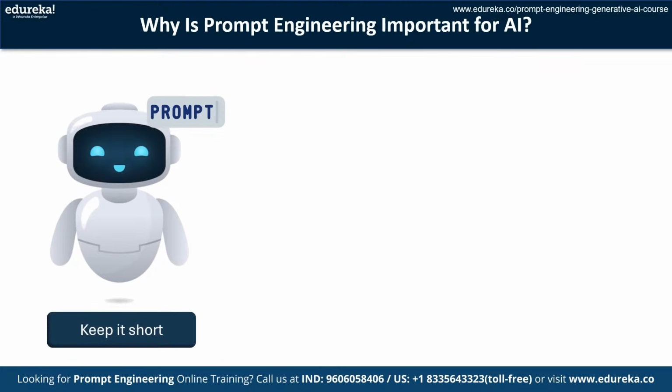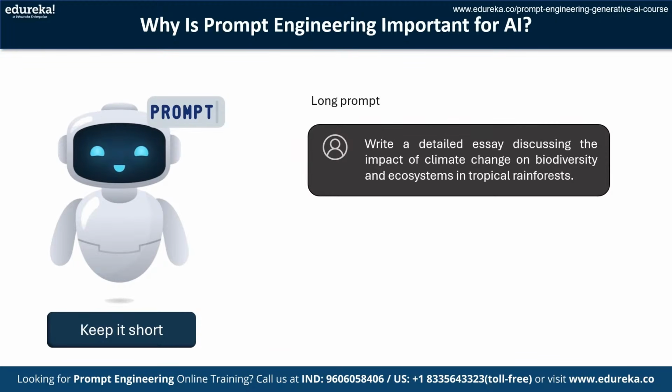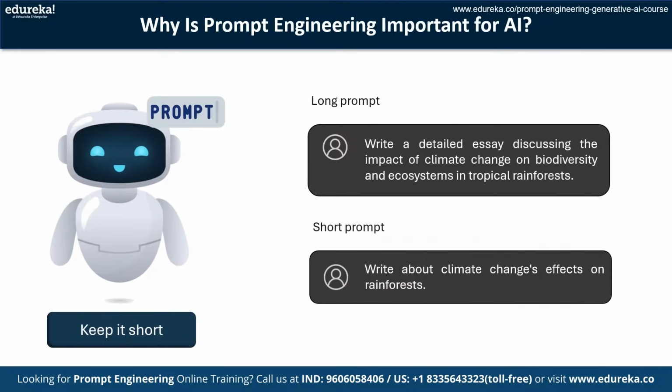Next is keep it short. Don't overload the AI with too much information. Short prompts help the AI focus and give quicker, more accurate responses. For example, a long prompt is like this: "Write a detailed essay discussing the impact of climate change on biodiversity and ecosystems in tropical rainforests." And a short prompt looks something like this: "Write about climate change effects on rainforests."